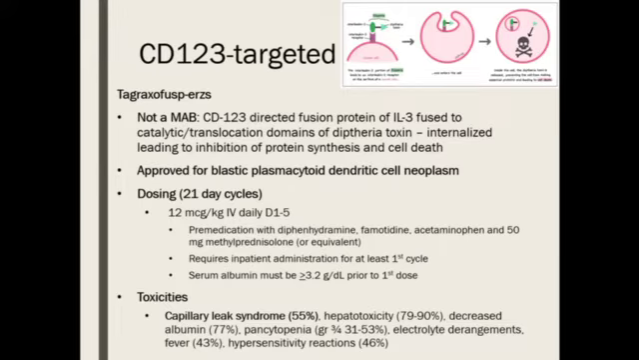The big driver of that is, of course, below, where you see a black box warning for capillary leak syndrome in at least 55% of patients in the clinical trials. If you look through the rest of the toxicities, they are also quite significant. Hepatotoxicity in up to 90% of patients. Decreased albumin, 77%, of course. Pancytopenia, grade 3 or 4, we're talking about 31 to 53% of patients. Fever in 43%, again capillary leak and kind of this reactive process, as well as hypersensitivity reactions in 46%.